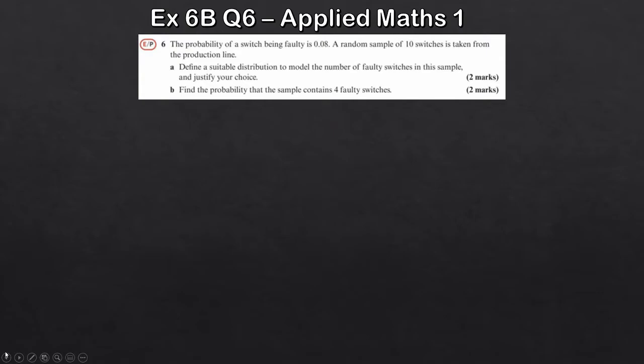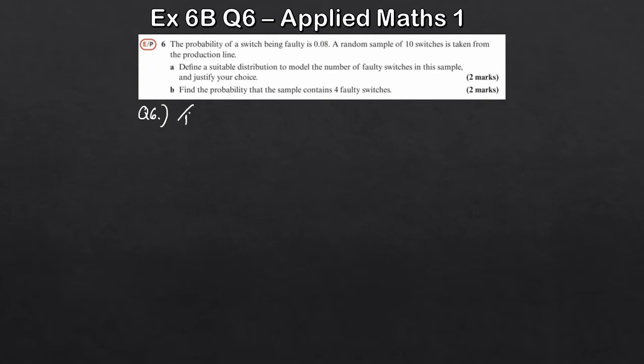Now this question here is taking our first look at a binomial question. So question 6 here. We have a probability of a switch being faulty is 0.08, and then a random sample of 10 switches is taken from the production line. Now, I know, and you probably know, that this is a binomial, given that we're in the binomial section of the textbook, but imagine this is on an exam paper. How do we know this is binomial? Well, the way we know it's binomial is the fact that there's only 2 possible outcomes. It's either faulty or it's not faulty, right? That sounds really kind of basic and intuitive, but that's the main idea.